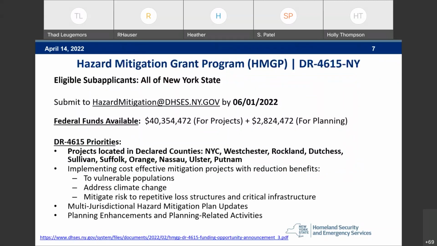So by the numbers, this is the IDA declaration, which is, again, you can see there roughly 40 million for projects, 2 million for planning. Again, the priority is given for the counties that were declared under IDA, but that is just a preference. It's not mandatory. So we expect, between the 2 big disasters, IDA and COVID, there's a lot of money to go around. We encourage you to apply to both because it gives you and us the most flexibility to use all those funds.